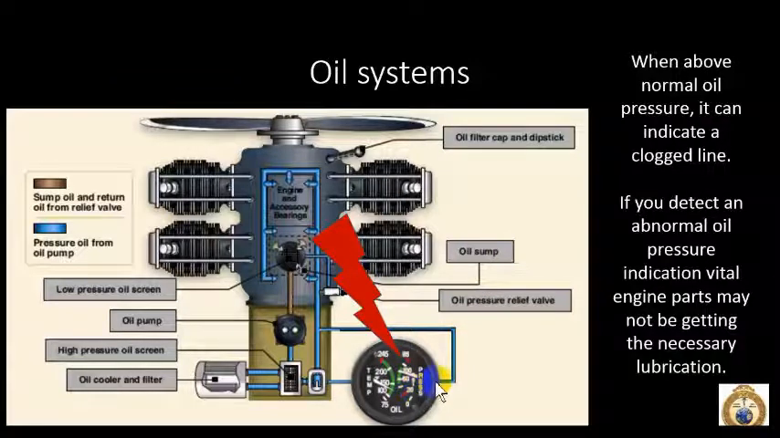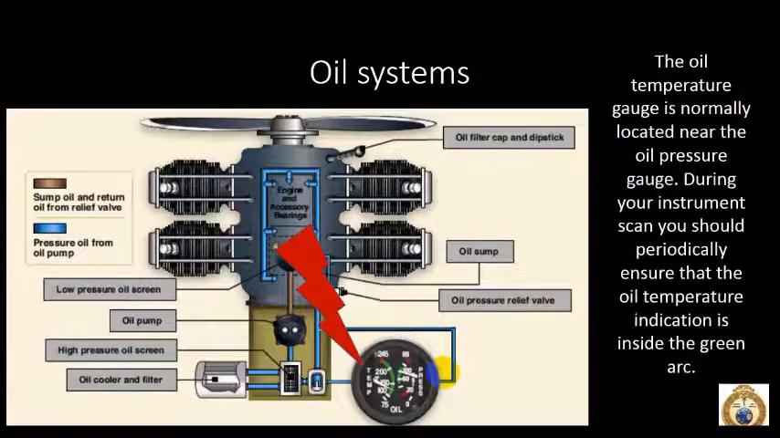Now, if you detect an abnormal oil pressure indication, it might mean vital parts are not getting the necessary lubrication. That's not good. Now, the oil temperature gauge is normally located near the oil pressure gauge, and we've got our green arc, we've got our red arc. We don't want to be in the red. We don't want to be too low.